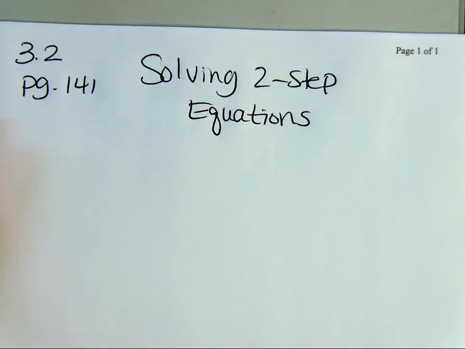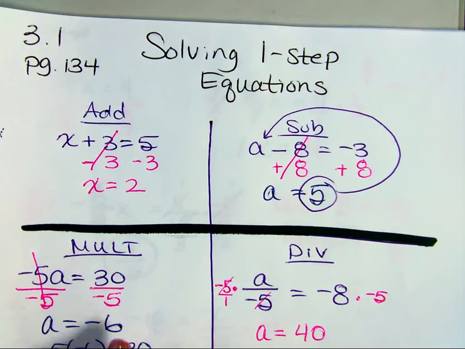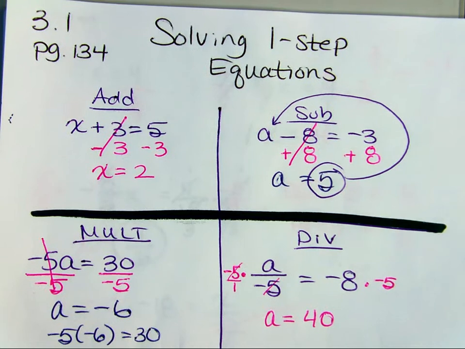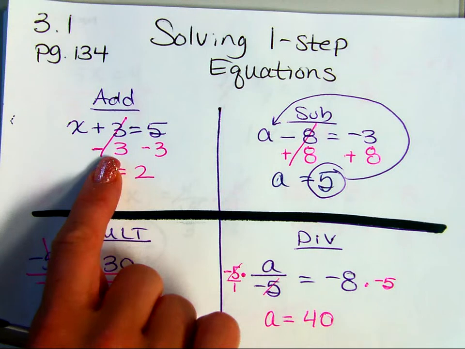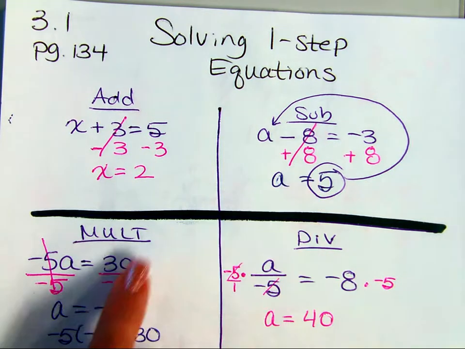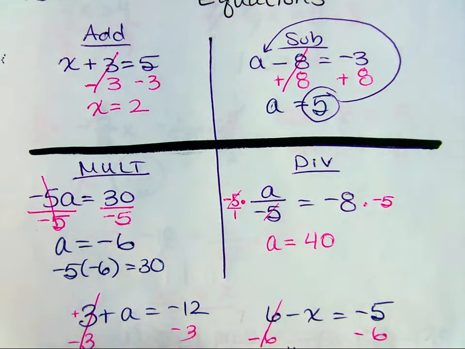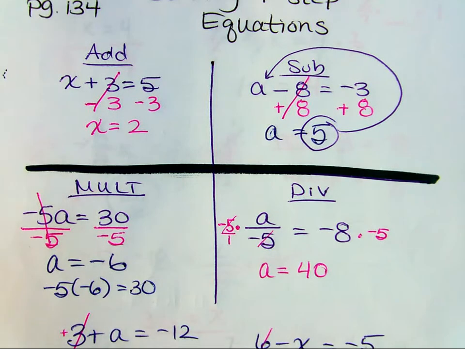Okay, yesterday we solved one-step equations, right? And this is what solving one-step equations look like. We had addition and subtraction, multiplication and division. And they call it a one-step equation because you literally have to do one thing to get the variable by itself. Here we had to use the subtraction property of equality, the addition, then the multiplication property, and the division property, okay? And that's called inverse operations.